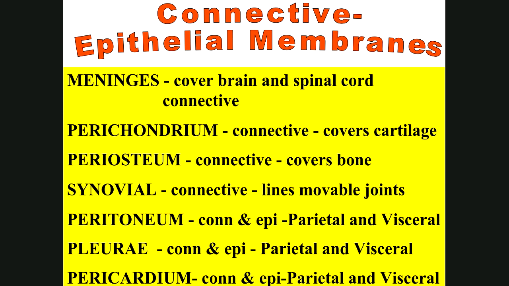The peritoneum is the connective and epithelium membrane that is covering or lining your abdomen, and also goes forward right in front of your backbone and wraps around your organs to hold them there. So you have a parietal portion of that, the edges, and the visceral one that goes around the organs and holds them in place. The pleurae do the same thing in your chest for your lungs. And then the pericardium is the connective and epithelium membranes that are surrounding your heart.